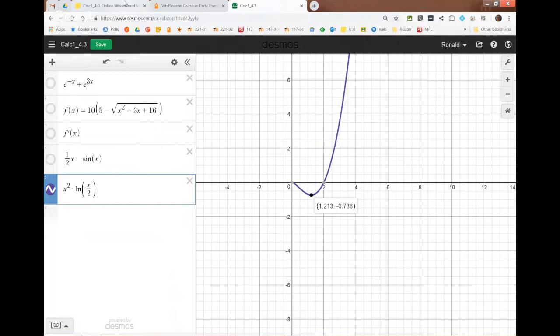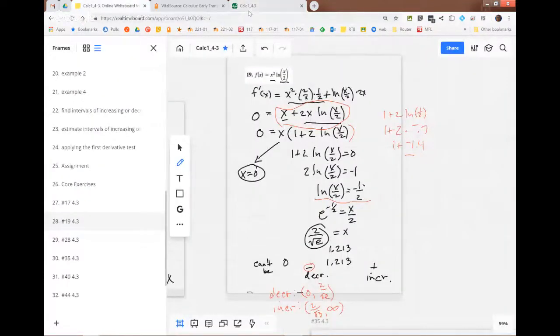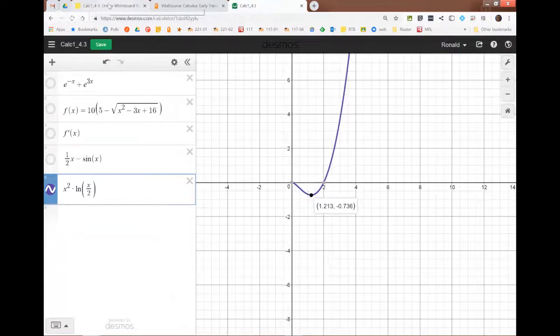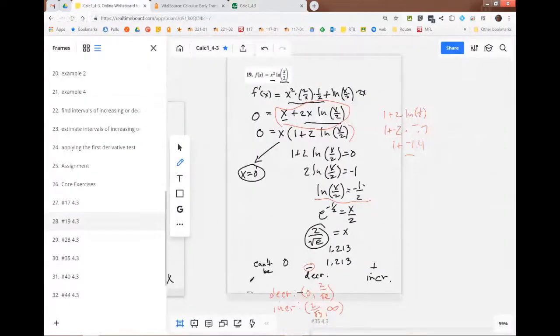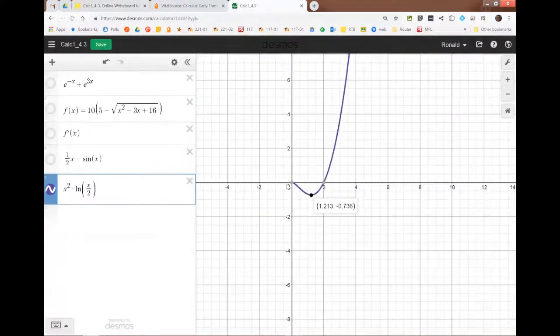And you can see that, what did we say? In the first interval, there was nothing happening because there was nothing negative. Between 0 and 1.3, it's decreasing. So right in here, it's decreasing. And between 1.3 forever, it is increasing. So the graph supports the work that we did.